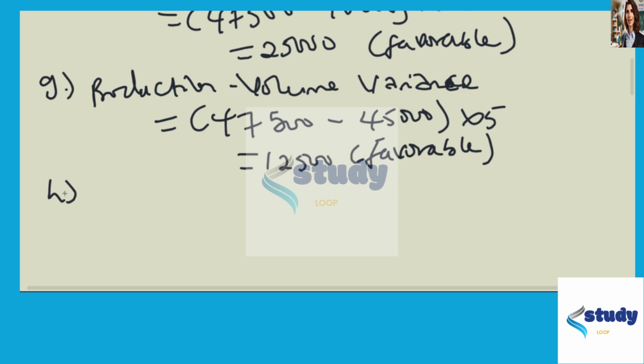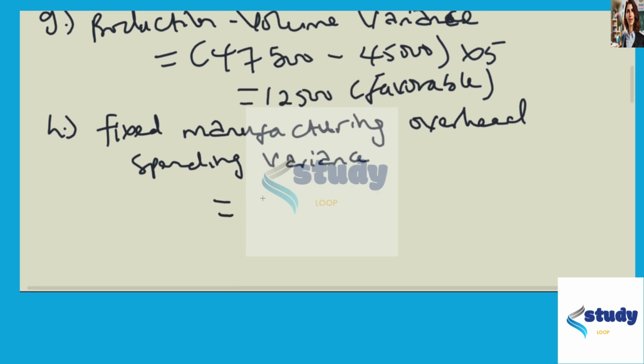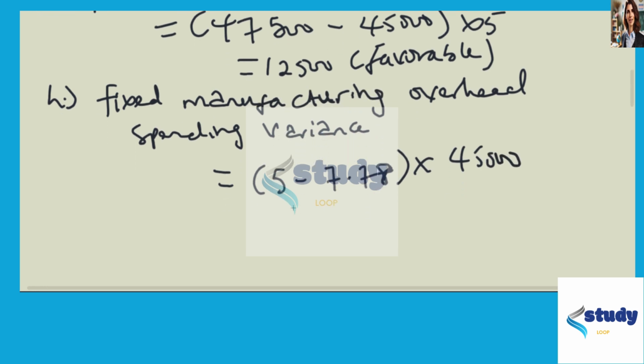The last one is the fixed manufacturing overhead spending variance. This is equal to 5 minus 7.78, multiplied by 45,000, and this is equal to 125,000, and it is unfavorable.